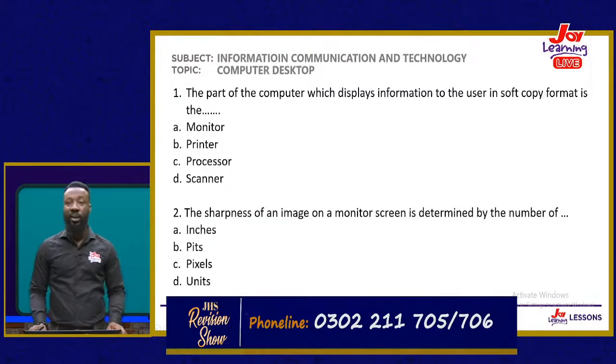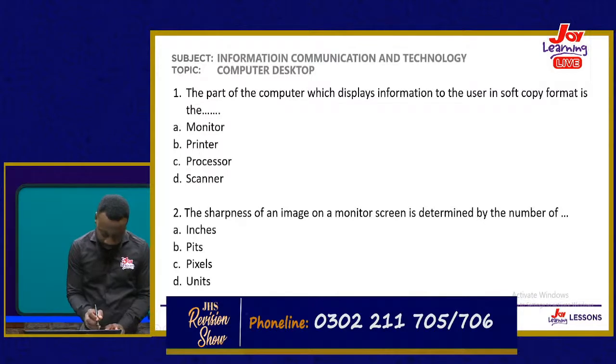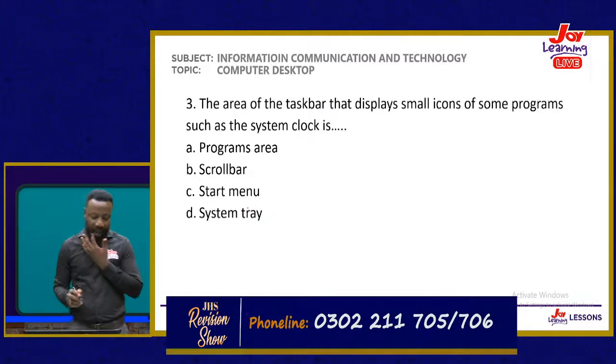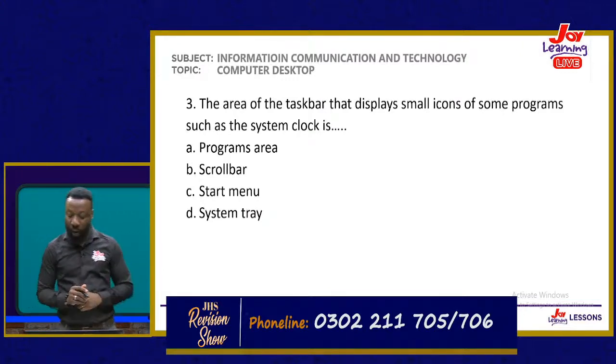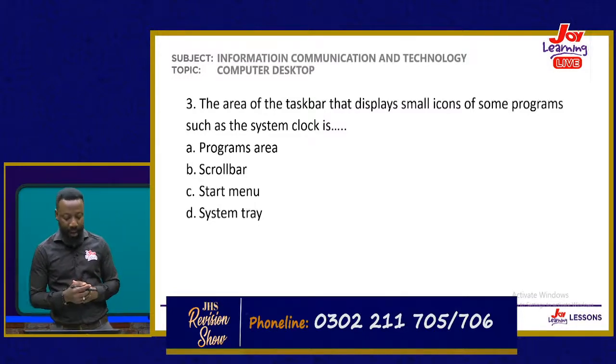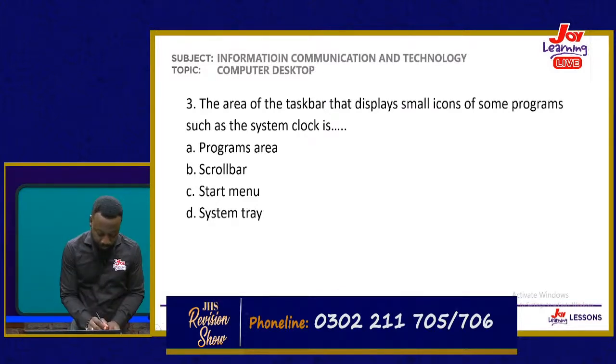Percy. Hello, Percy. How are you today? I'm fine. Are you ready for our answers? Yes. Question 1, what's the answer? Monitor. Question 2. Unit. Question 3, the area of the taskbar that displays icons, small icons of some programs such as the system clock is A, program area, B, scroll bar, C, start menu, D, system tray. System tray.